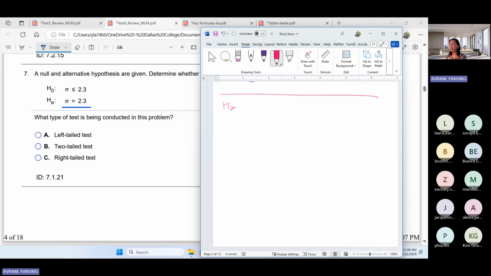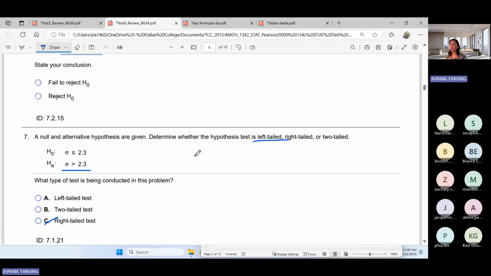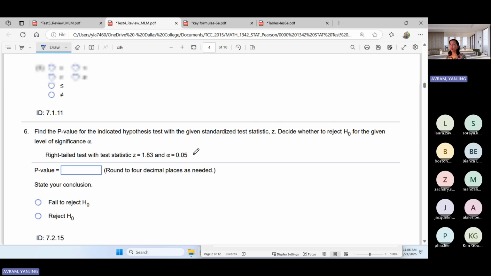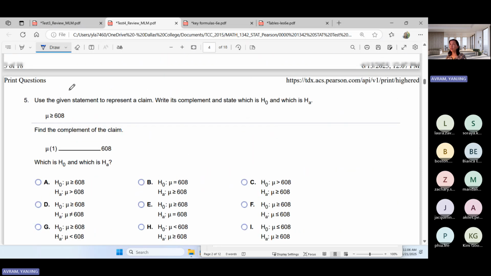So my alternative one, alpha is greater than 2.3. So what does greater than mean? Greater than means area to the right, okay? So that's the right tail test, right tail test. So this should be a right tail test in here, okay? If it's a left tail test, it should be less than, all right? So look at this one.